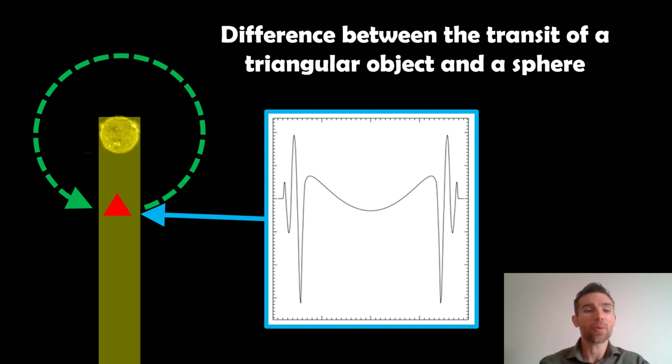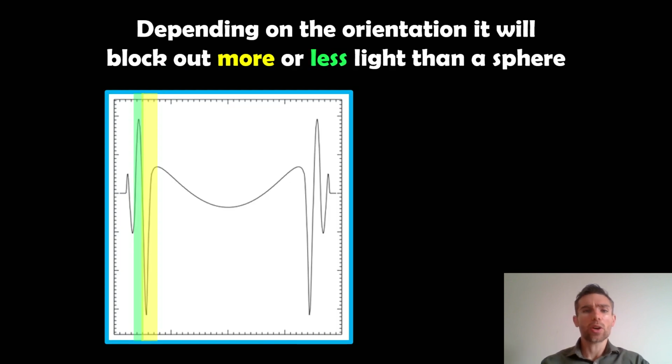detect the shape of the object that's transited across the star, because it's the difference or the deviation away from the spherical model, which a typical exoplanet, most exoplanets are generally assumed to be spherical. It's only rare cases when they're very close to their star or something else has happened that they're tidally stretched. So depending on the orientation of that triangle, it's going to block out more or less light than a sphere at certain parts of the transit. So it could do more, it could do less. It all depends actually on its orientation.